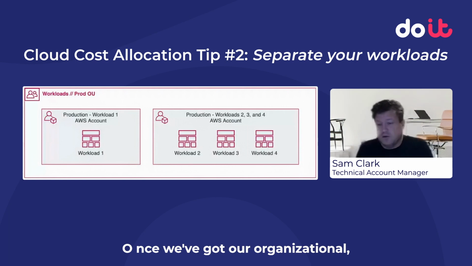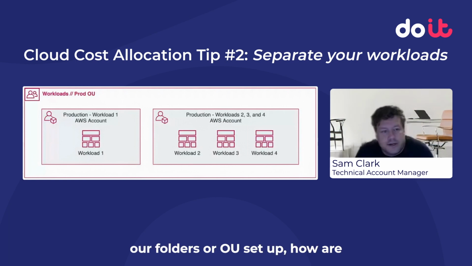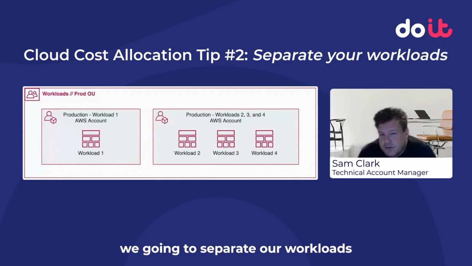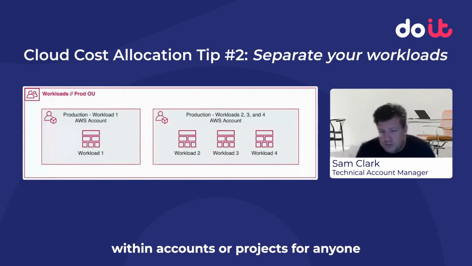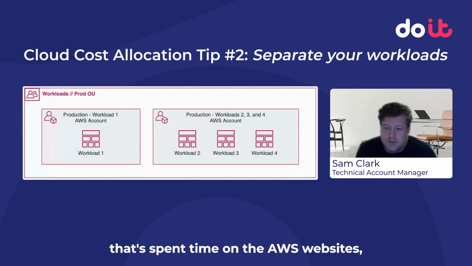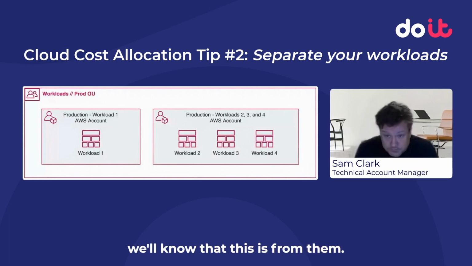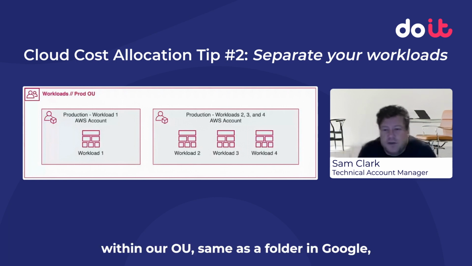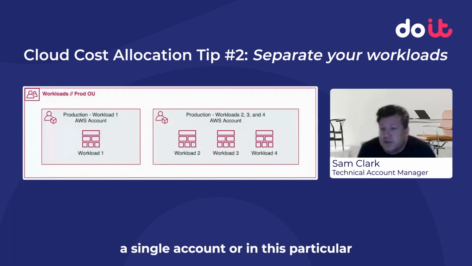Once we've got our organizational folders, or OUs, set up, how are we going to separate our workloads within accounts or projects? Anyone that's spent time on the AWS websites will know that this is from them. And there's a couple of examples here within our OU, same as a folder in Google. Then we can have our workloads down to a single account.